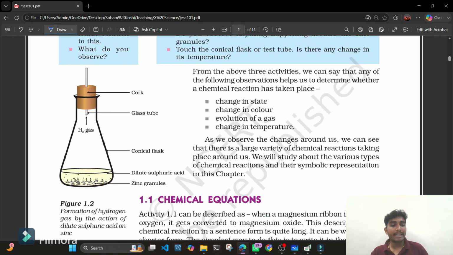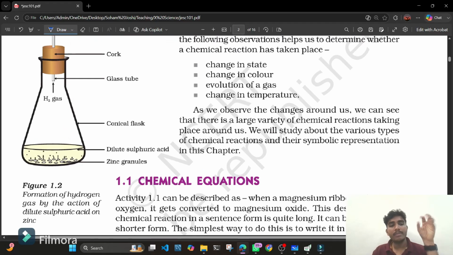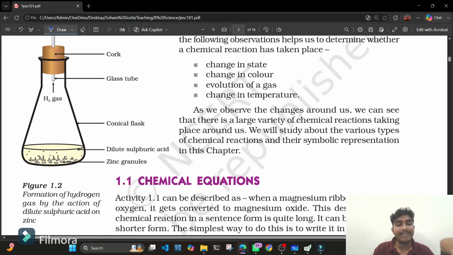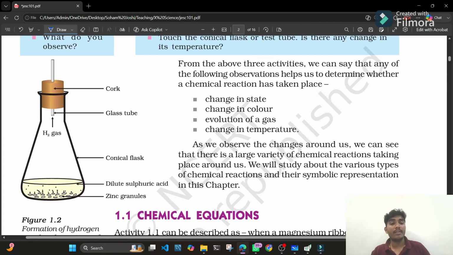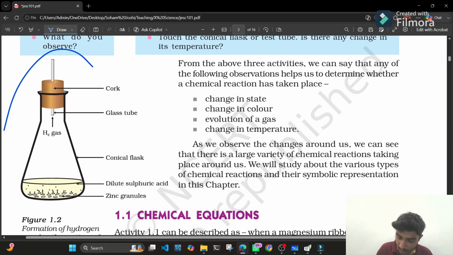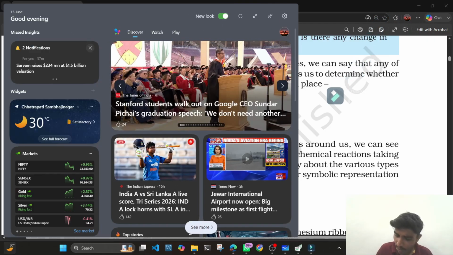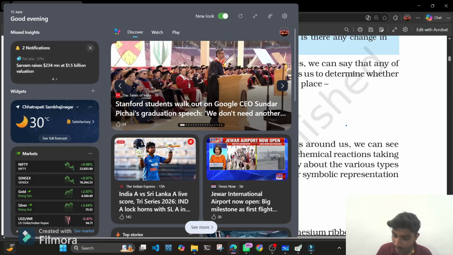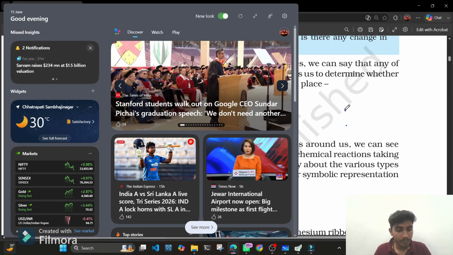Also, there is one more example that is given, that we have put some zinc granules in dilute sulfuric acid, and then we have just mixed it up. In this, the H2 gas is evolved through the apparatus. This is apparatus basically. These all experiments will be done in your school, I assume.